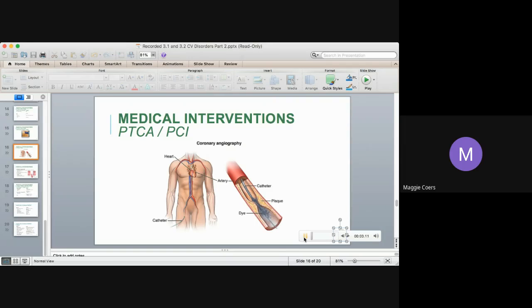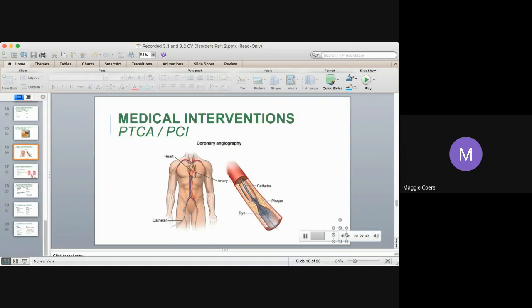So this is what's happening during angio, cardiac cath, or angiography. When we look at the vessel, the cath is inserted through the femoral artery. It's snaked up into the heart, and dye is injected. And then we look to see how stenotic the coronary vessels are. We look at those coronary vessels under X-ray.